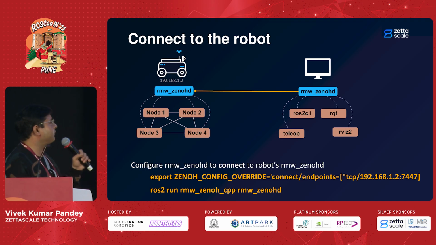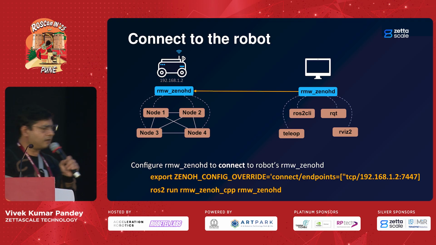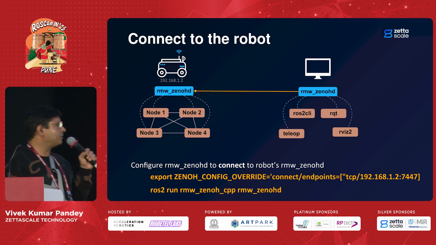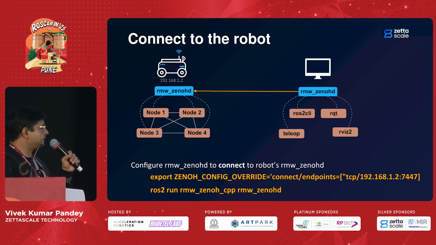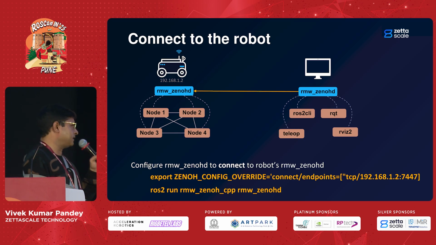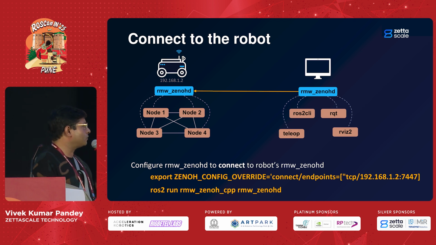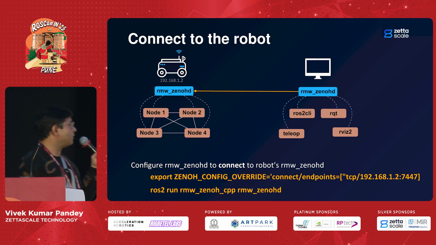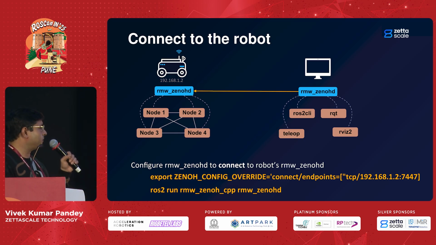Here you can see that we have a robot, and we have some controller. It may be your laptop. That laptop is running the Zenoh router and other tools like Rerun, RViz, teleoperation, and RQT. If you want to connect this laptop or controller to the actual router, you have to set the connection endpoint. Here the router has the address 192.168.1.2, so we set this configuration.